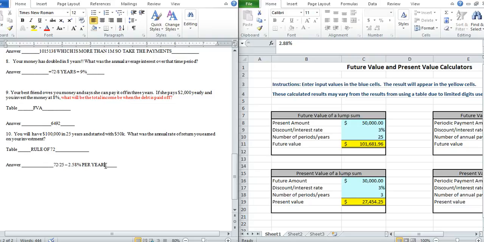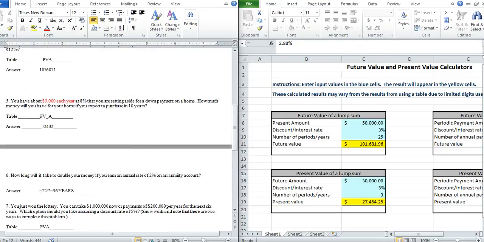Okay. I'm just going to check my calculator right here for the exact number on this. So I'm going to take 72 divided by 25 years, and that, oh, this isn't real. 2.88. There you go.